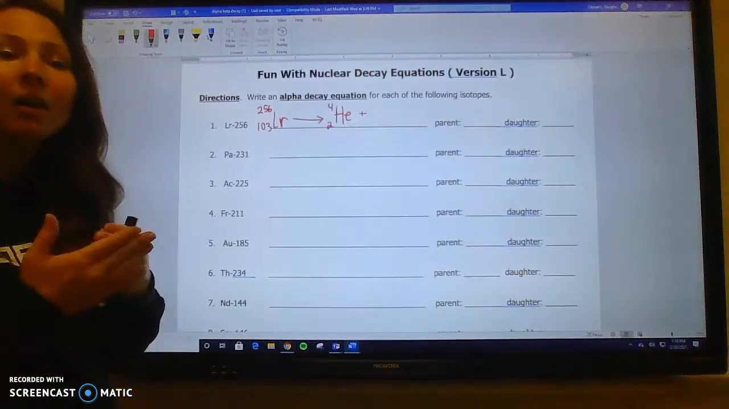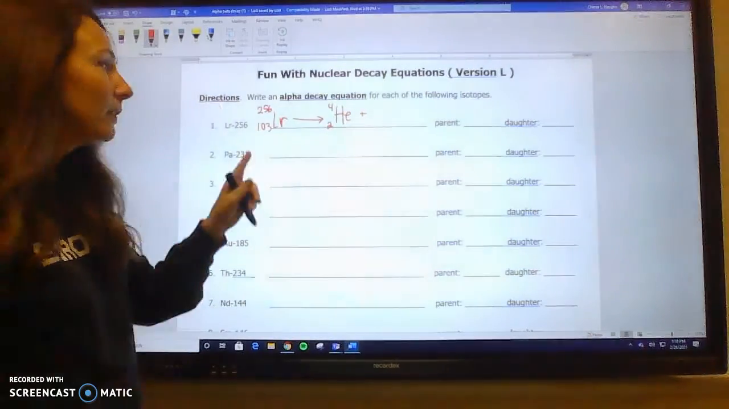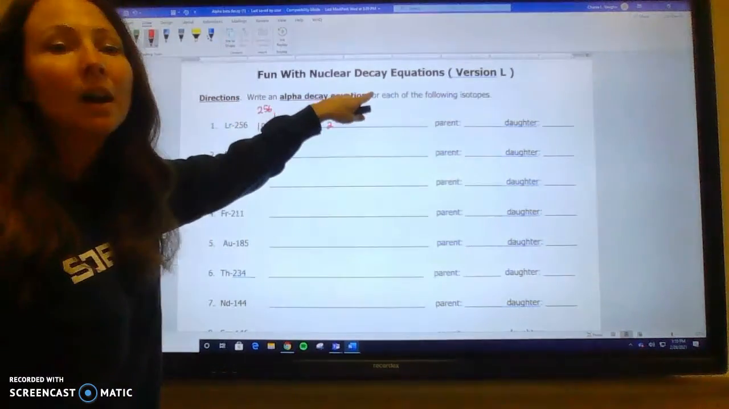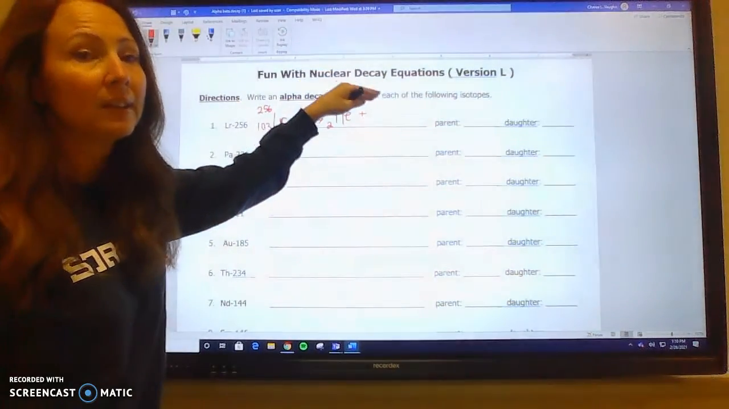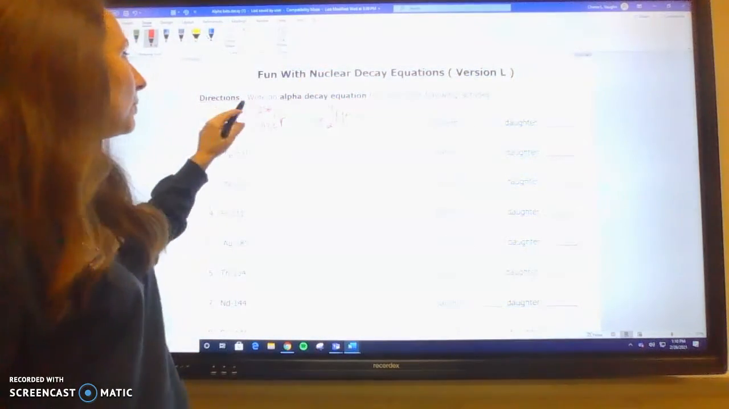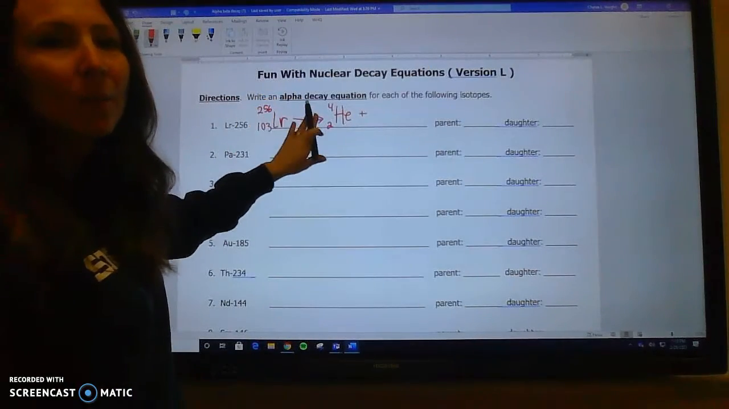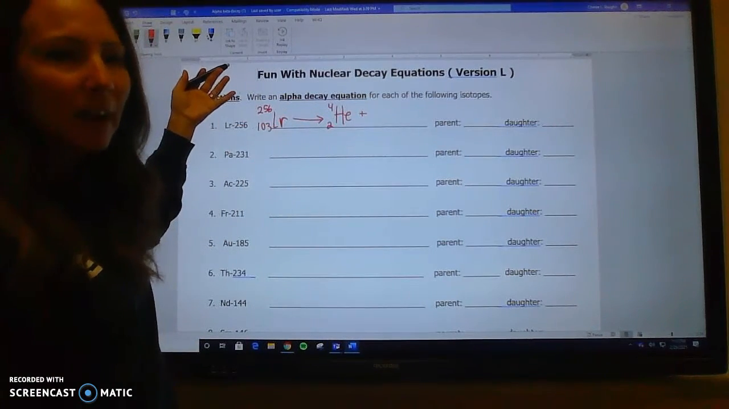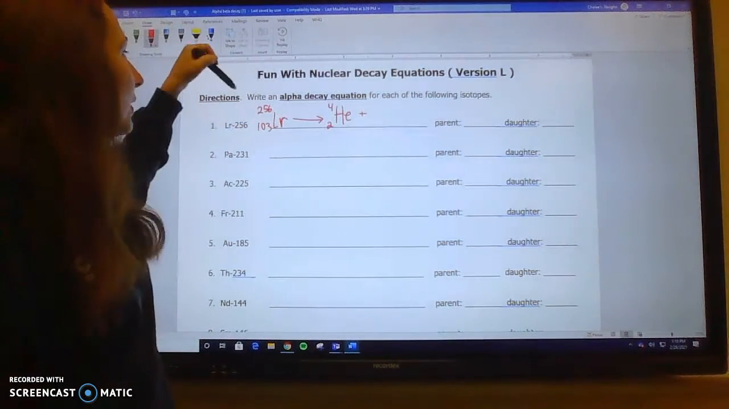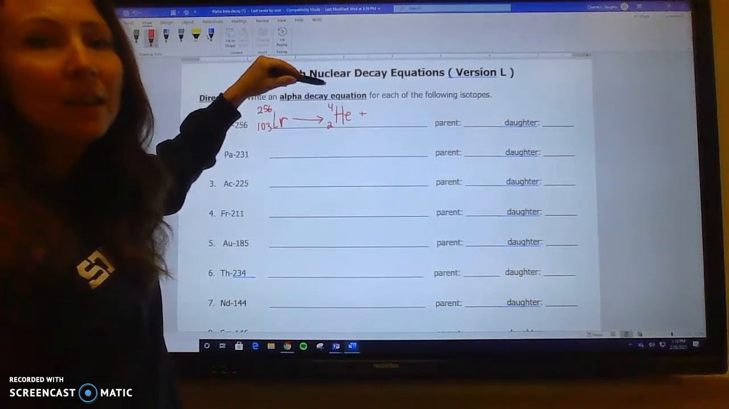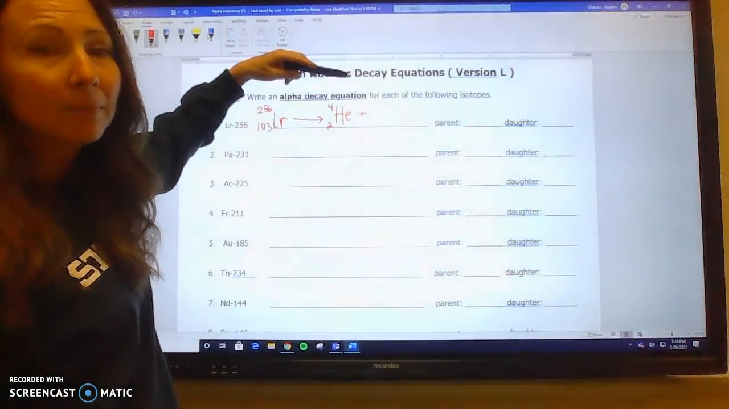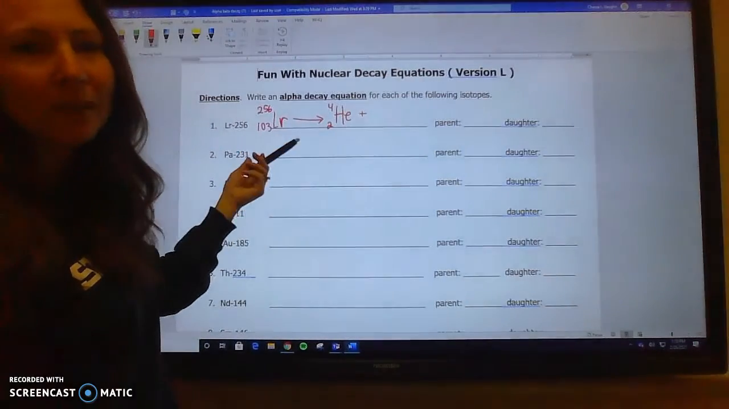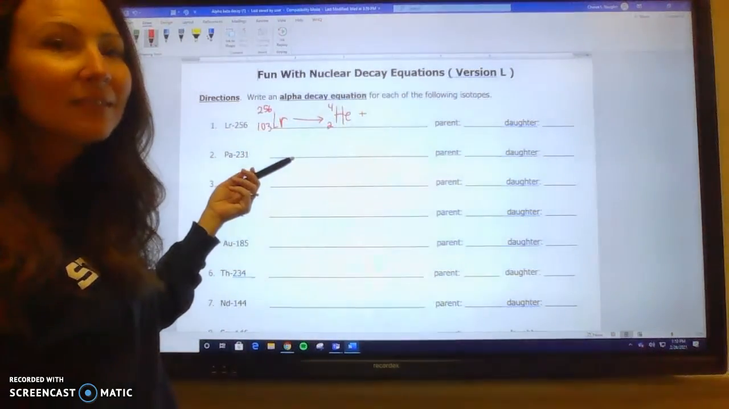So guess what? Law of conservation of matter, the top number on the left side has to equal the top number of both things on the right side. So if this arrow is kind of like where everything has to be equal on both sides, it's kind of like algebra, but a little easier. So 256 is going to equal 4 plus something. Okay, to figure that out, just go ahead and take 256 and subtract 4. And what do you get? 252.